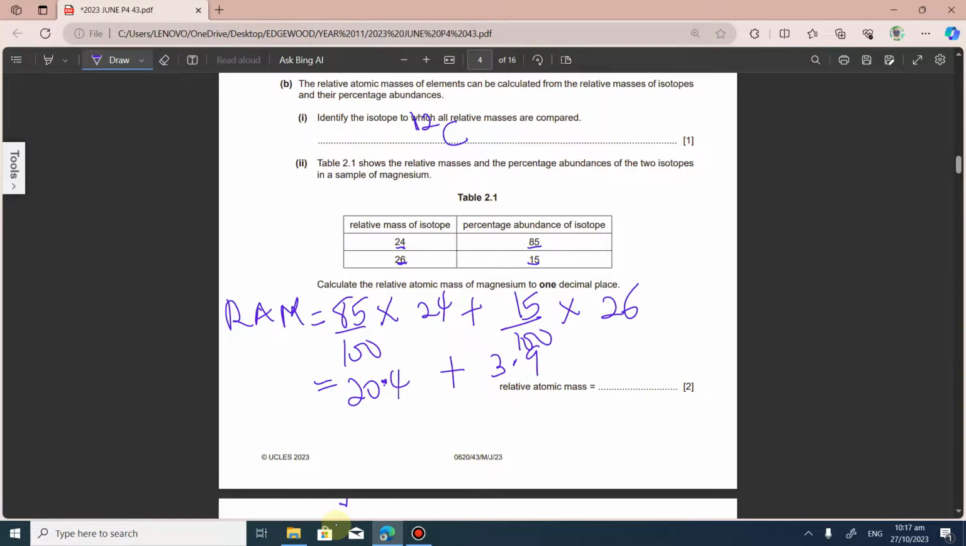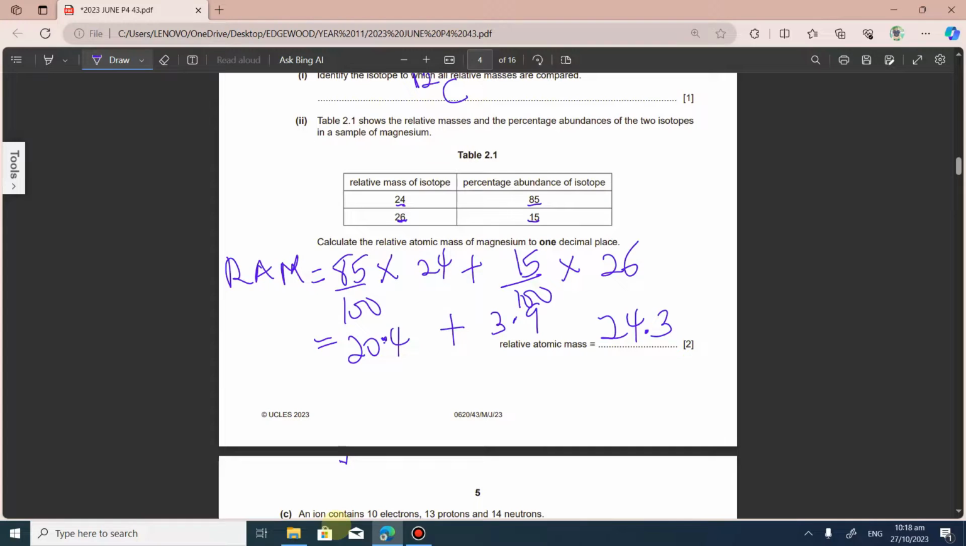So we add up the two values, we have 24.3, and it has to be in 1 decimal place. So we simply write 24.3. So that is the relative atomic mass of magnesium to one decimal place. So that's how you calculate any question that involves this angle of questioning.